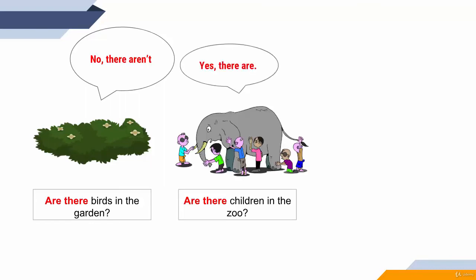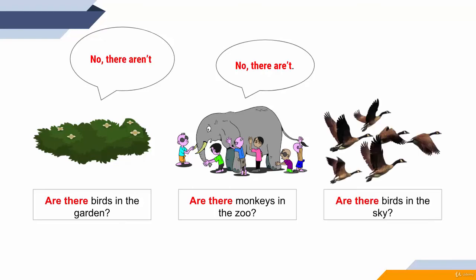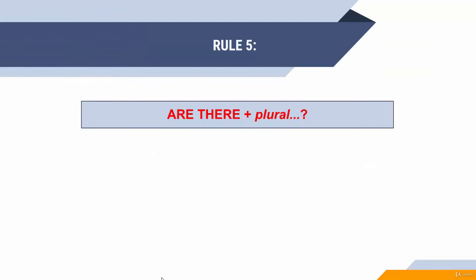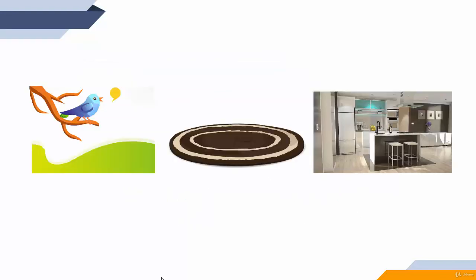More examples. Are there children in the zoo? Yes, there are. Are there monkeys in the zoo? Negative, no, there aren't. And the last example, are there birds in the sky? Yes, there are. Are there clouds in the sky? No, there aren't. Good. The rule, are there plus the noun in plural. Examples of the answers, yes, there are, positive answer, no, there aren't, negative answer.